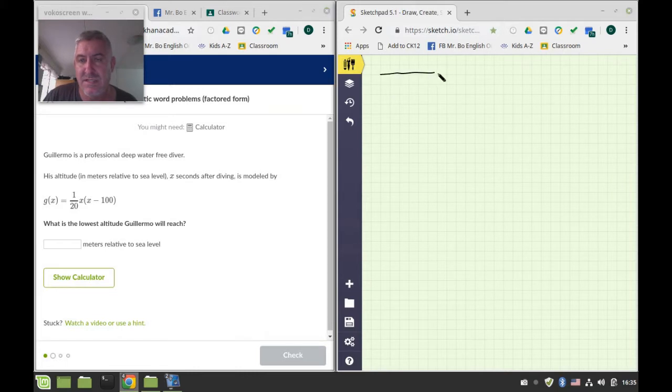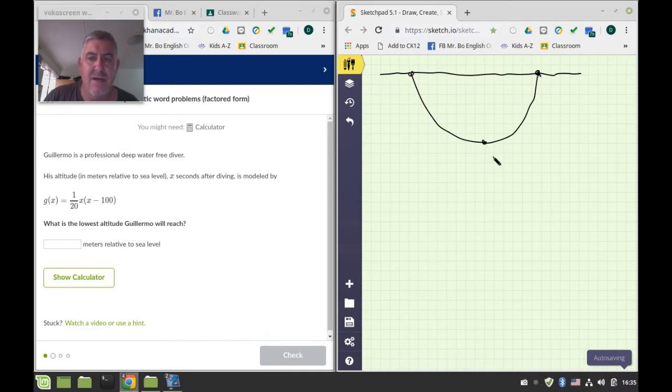All right, so let's draw it out. Here's our water, and Guillermo is a diver, so Guillermo is going to dive down and then come back up. So he could ask us lots of things, like what time does he come up, or how deep is it? And this is the question it's asking, is how deep is it? So it wants to know our vertex. So we have to solve for the vertex. Okay? And we did that before in some other videos.